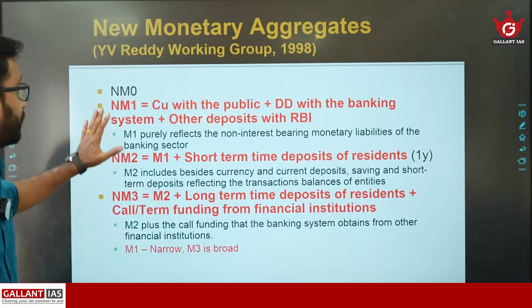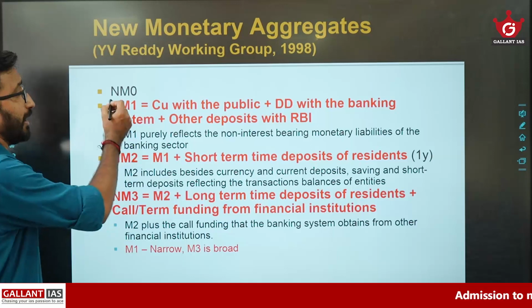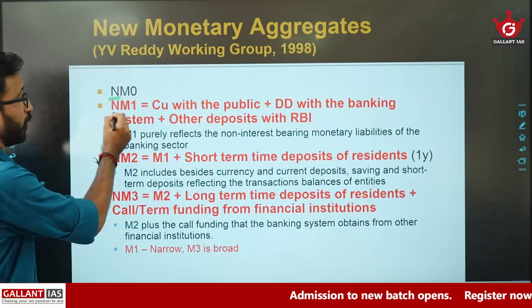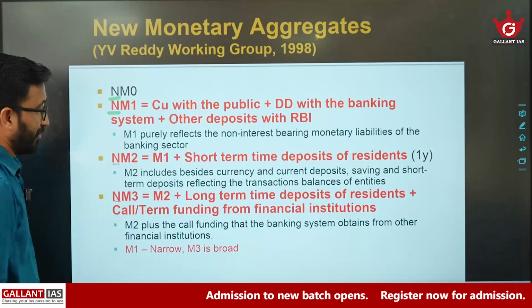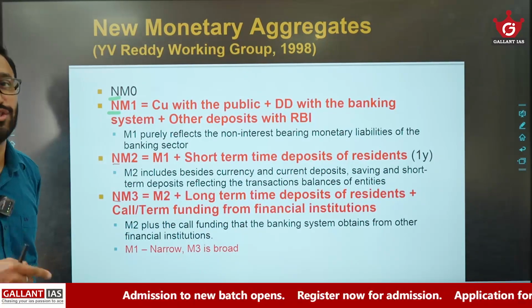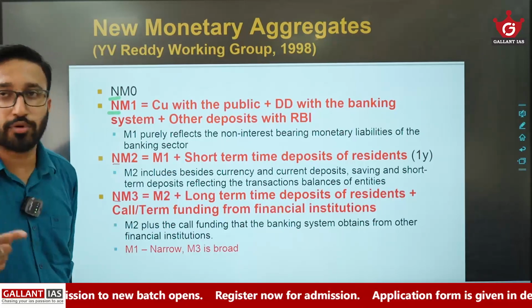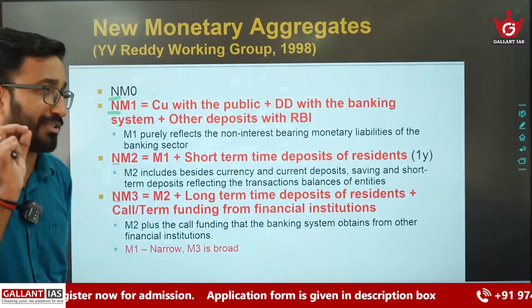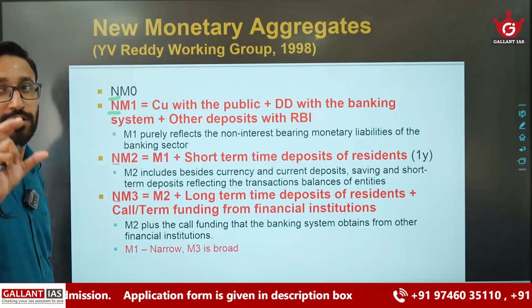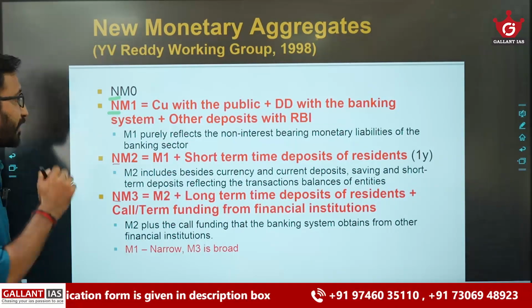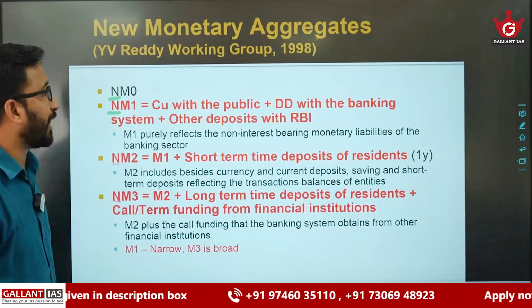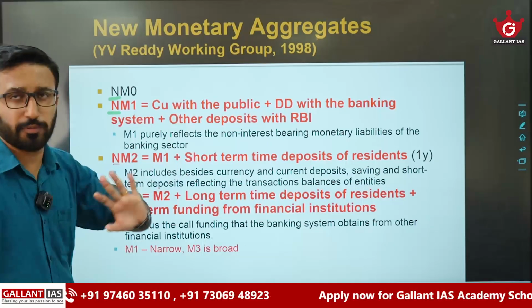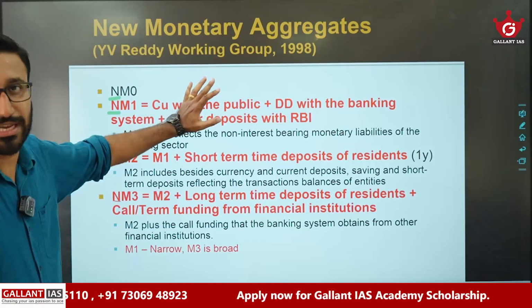Okay, take a look at it. We have added N in front of all these monetary aggregates to denote it is new. See, NM0, NM1, NM2, NM3 stand for new M0, new M1, new M2, new M3. So that's the change in notations. Okay. So NM1 is basically currency with the public plus demand deposit with the banking system plus other deposits with the RBI. There is not much change in that.